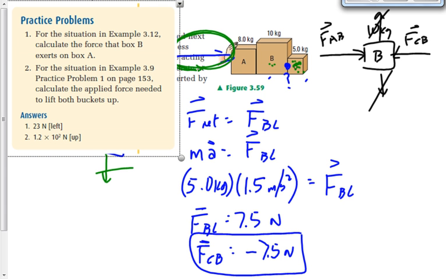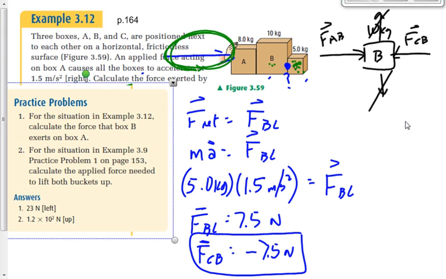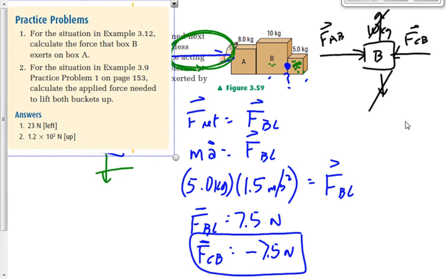Okay, we're only doing question number one here. It requires this picture that we have here in our previous example. But this time we're not trying to find the force of C on B. In question number one, we're trying to find the force that B exerts on A.